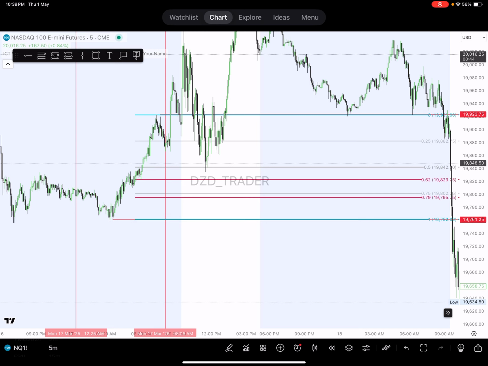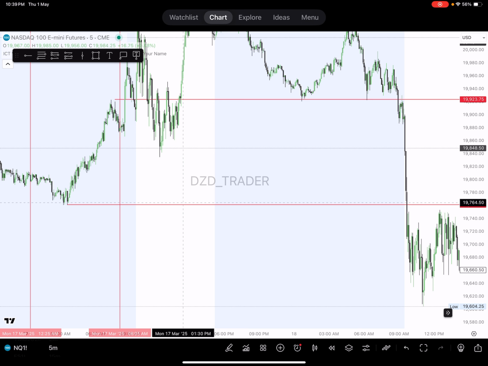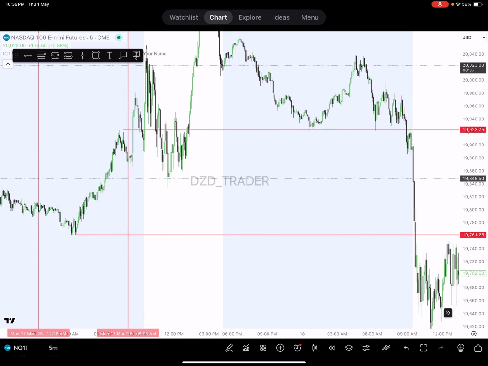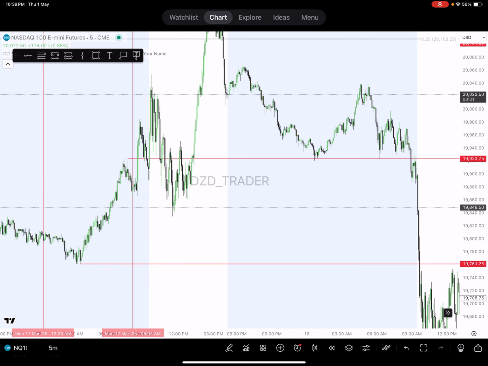If the low is not taken, let me remove the Fibonacci. If the low is not taken, you will extend it. As soon as the high is taken, all right, in the London session, keep it for a while, okay? Keep it for a while. Price may tend to revert to it, okay?